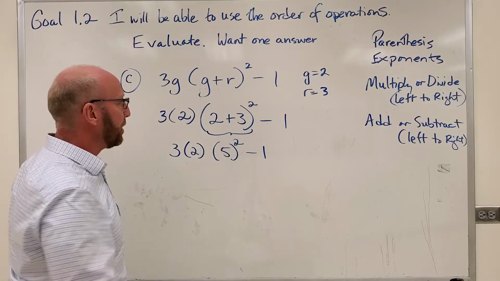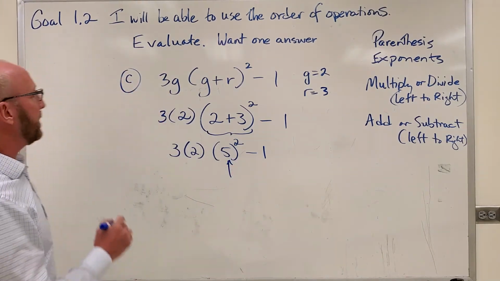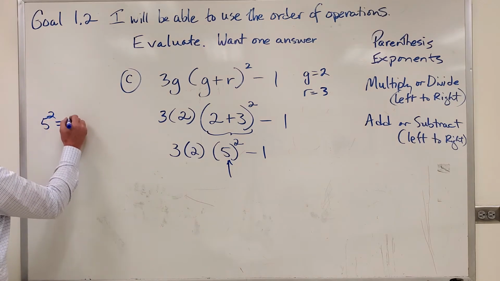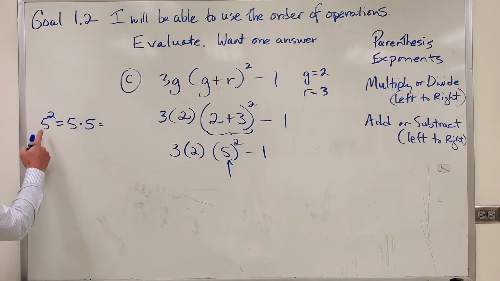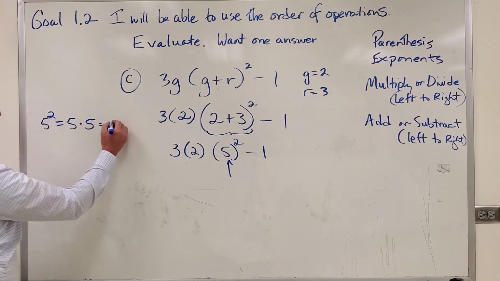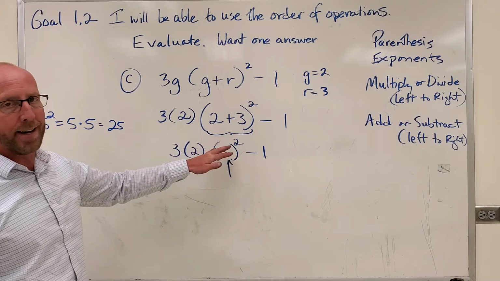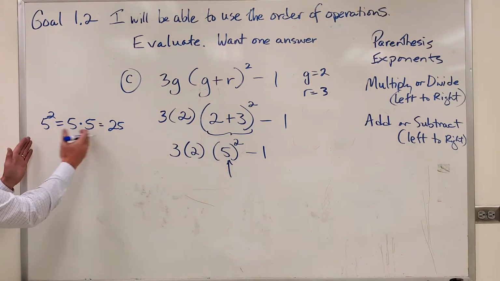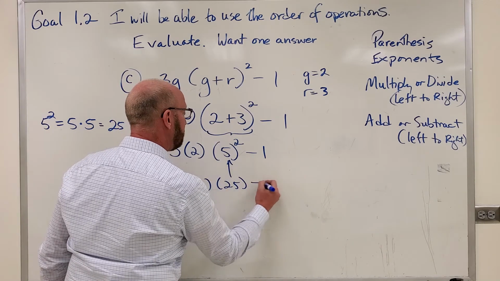Now I move to exponents. Here is my exponent, 5 squared. 5 squared is 5 times 5. It's 5 times itself. 5 times itself 2 times is 25. A lot of people say 10, 5 times 2, but it's not 10. It's 5 times 5, or 25. So 3 times 2 times 25 minus 1.